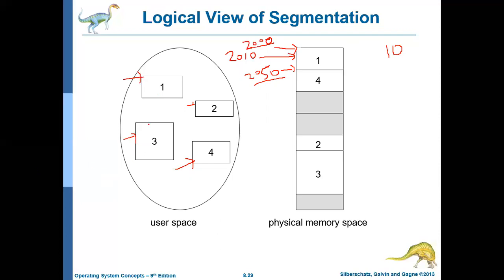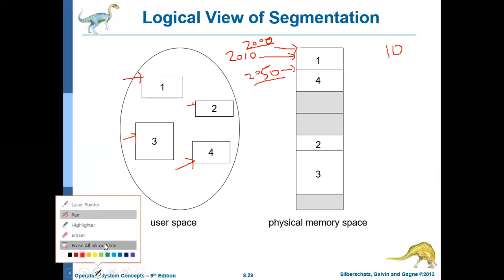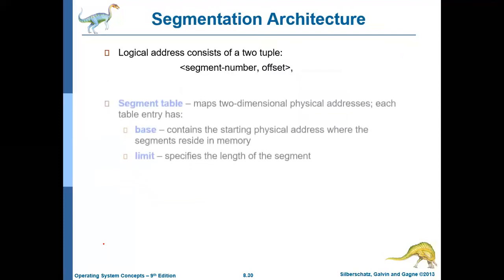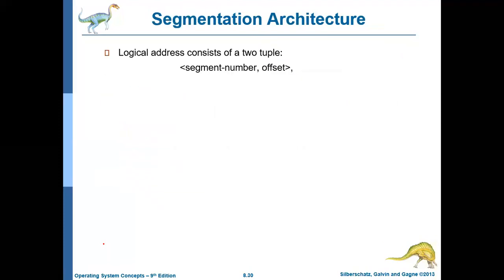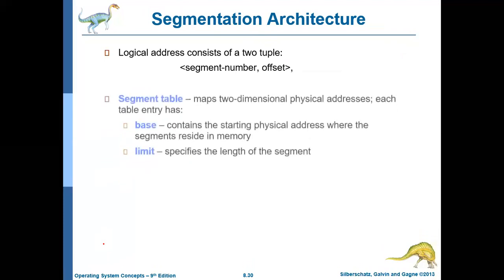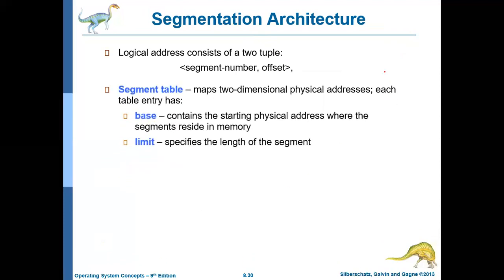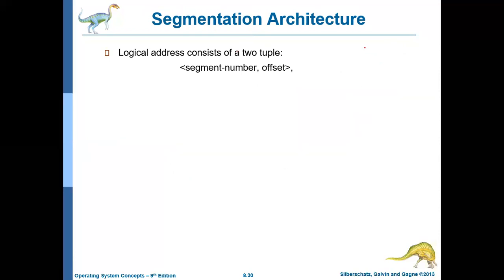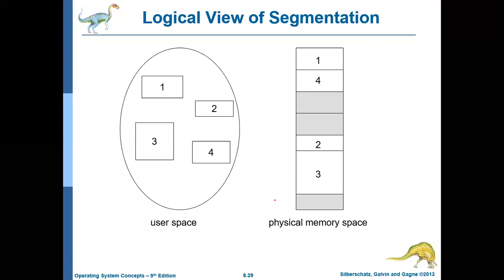So a logical address always contains two things: one is the segment number and the other one is the offset. And then there will be something called a segment table. Using this segment table only we can map the logical address to physical address.